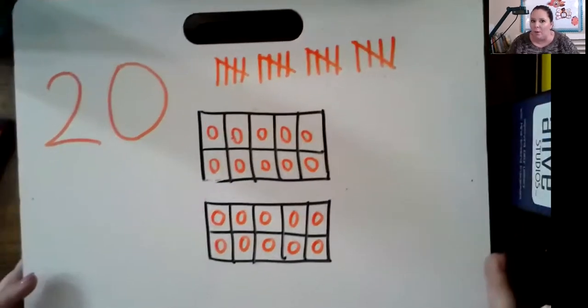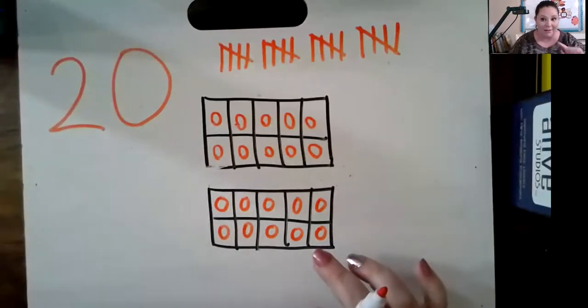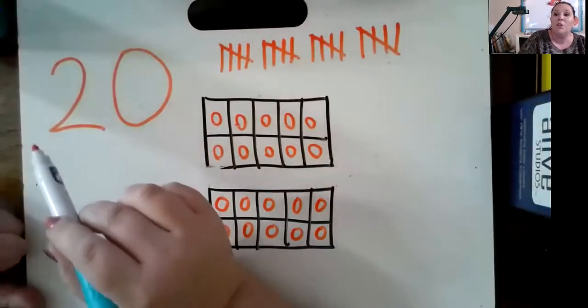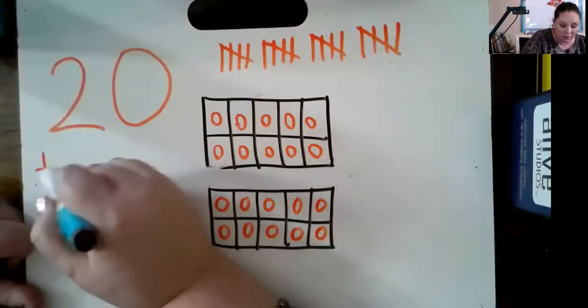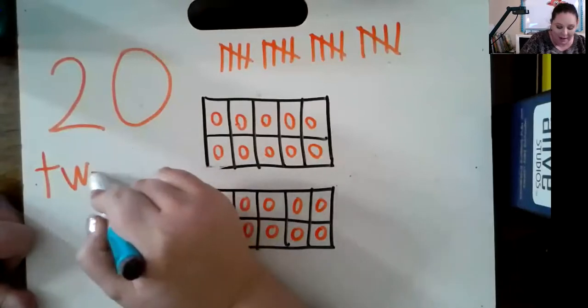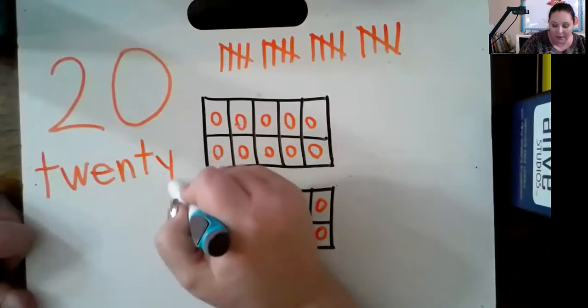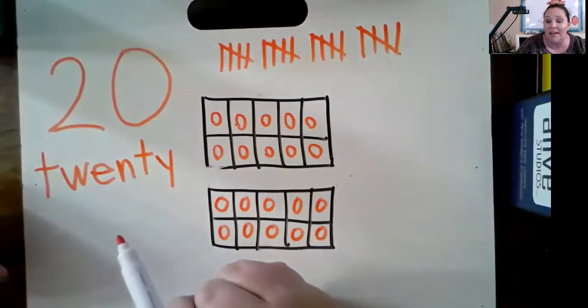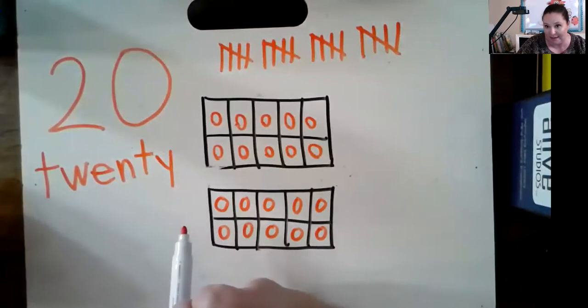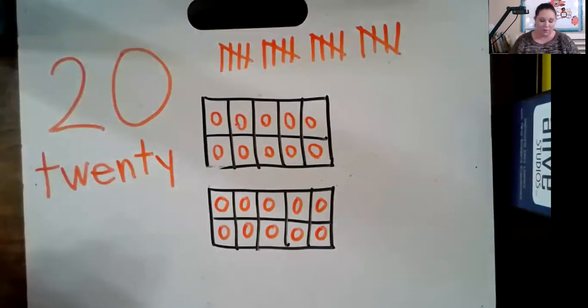The number word. This is the first number word in several lessons that will not end in the word teen. Tw, tw, wen, wen, ty. T, and a Y at the end that sounds like E. Twenty. Okay, so lots and lots of different ways to show 20.